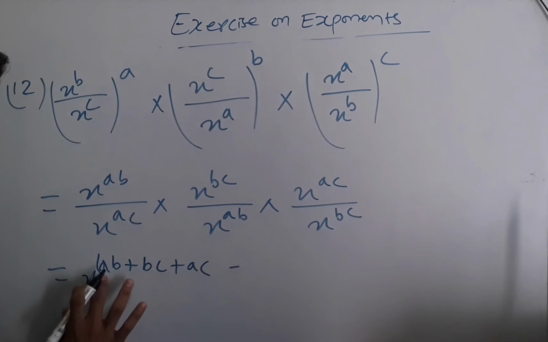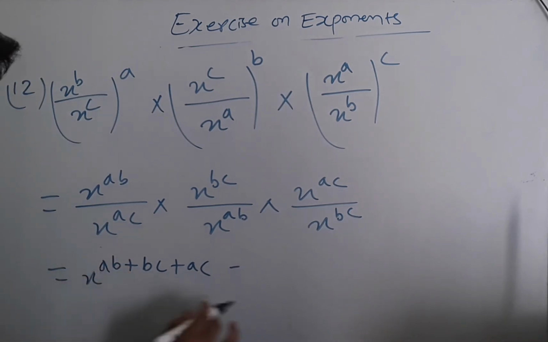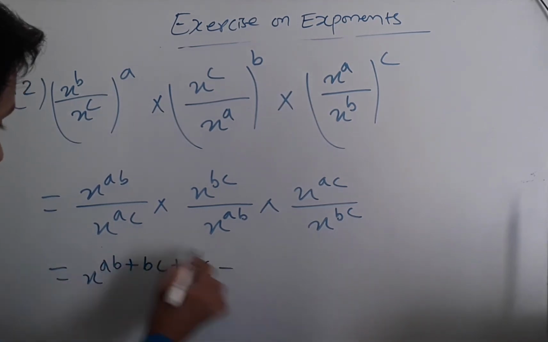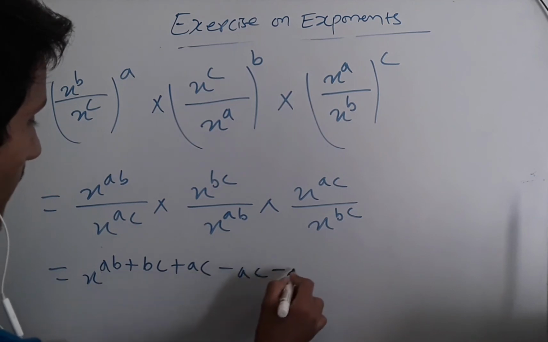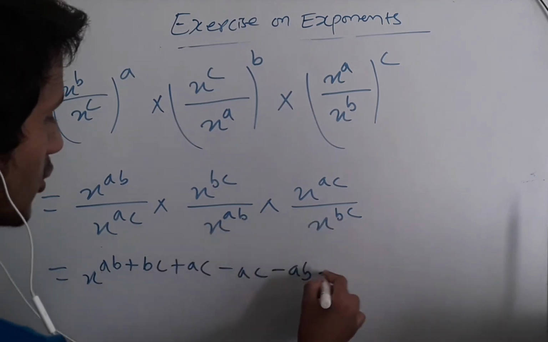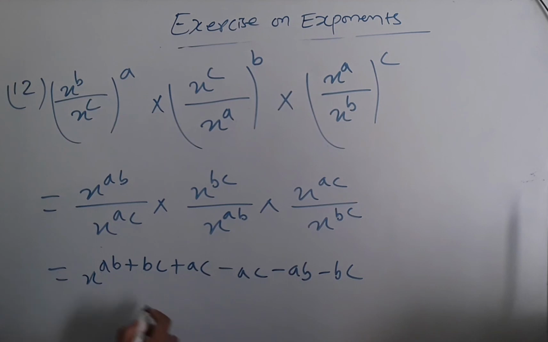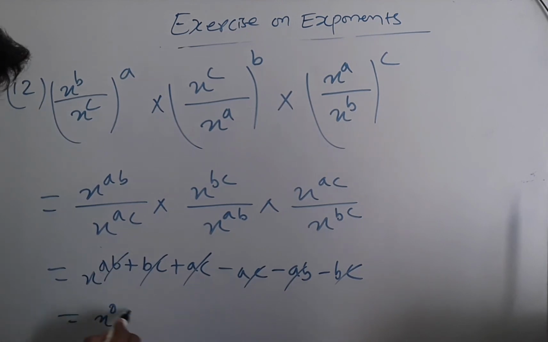You can comprehend this, I guess. I do not want to exaggerate this problem too much. So minus ac minus ab, so subtracting basically all of them, bc, okay? Now ab got cancelled, ac gets cancelled, this also gets cancelled, and all that we are left with is x to the power 0, which is basically 1, and this is what we get as the answer.